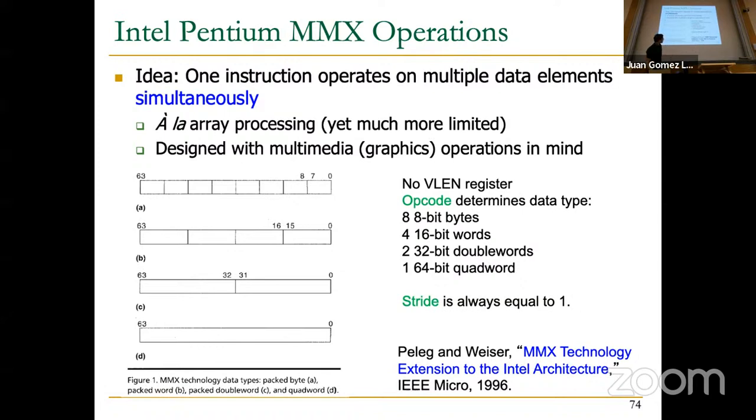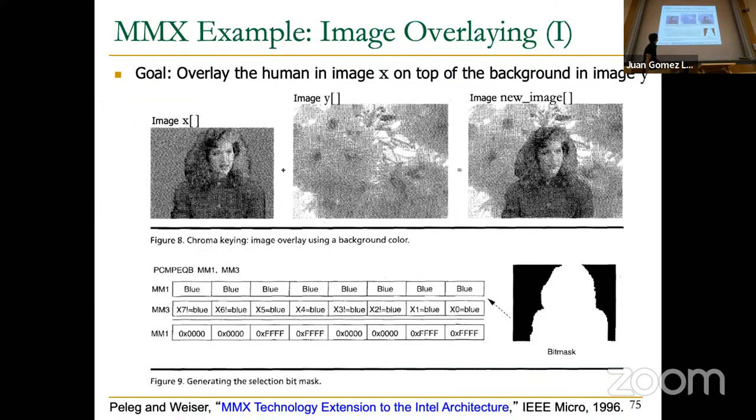That's what the MMX technology proposes: using the 64-bit registers to operate on either one element of 64 bits, as you see here, or two elements of 32 bits, or four elements of 16 bits, or eight elements of 8 bits. For example, 8-bit pixels have 256 possible different values. And here you have a nice example about how to use these MMX instructions.